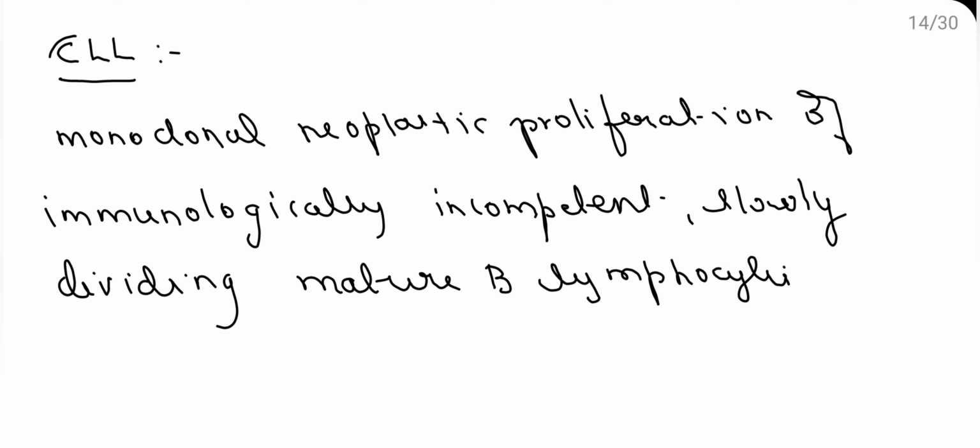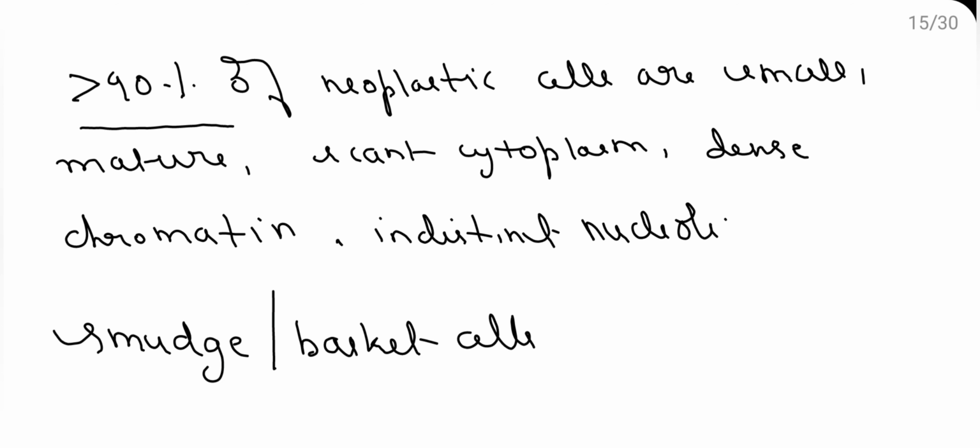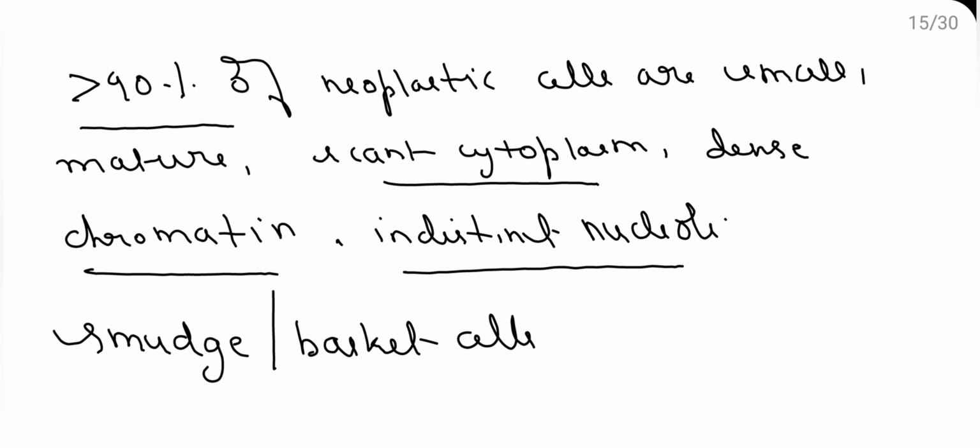CLL. So it is a chronic stage. You are going to see mature cells and it is of the lymphoid series. So you are going to see mature lymphocytes in CLL, that is mature B lymphocytes. It is a monoclonal neoplastic proliferation of immunologically incompetent, slowly dividing mature B lymphocytes. Thus, more than 90% of neoplastic cells are mature lymphocytes. All of you know how lymphocytes appear. They have scant cytoplasm, dense chromatin and indistinct nucleoli. And a characteristic cell in CLL is known as the smudge cell or basket cell.